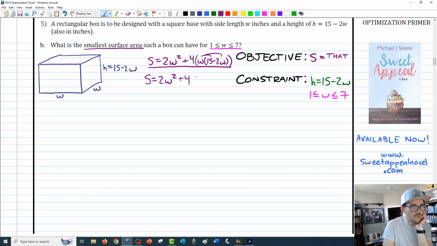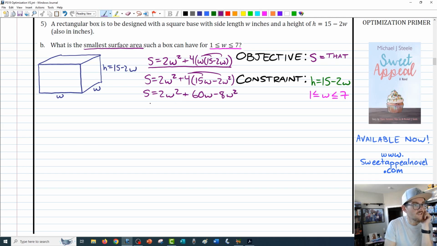This is just algebraic maneuvering. It's 4 times 15W minus 2W squared. And if I distribute that 4 in, I'm seeing S is 60W minus 8W squared. And gee, that's going to be kind of awkward looking, but that's okay. 60W minus 6W squared. So, okay, fair enough. There's our surface area formula as a function of the width, which makes sense. Everything was defined as a function of the width. It's all good. We can work with that.